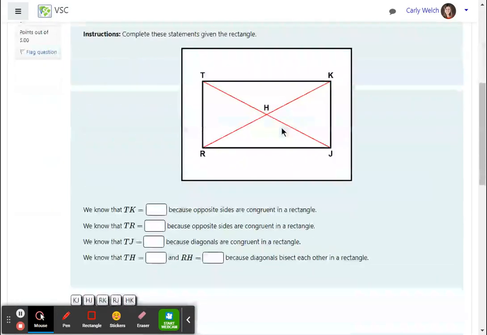All right, so let's look at this. TK is going to be congruent to RJ because they are opposite sides. TR is opposite KJ, so those are equal. TJ is congruent to RK, the other diagonal. And TH is going to be congruent to HJ because diagonals intersect or bisect each other. So then RH is congruent to HK.